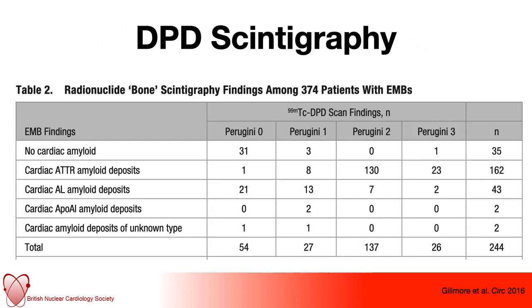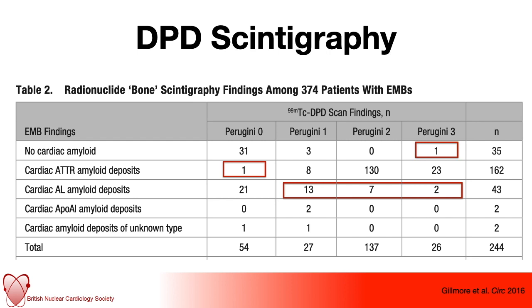So here's a breakdown of the DPD scan findings in the 374 patients who had endomyocardial biopsy confirmed cardiac amyloid. And you can see the endomyocardial biopsy findings on the left-hand side. I'd just like to highlight a couple of key points here, which is that of the 162 patients with cardiac TTR deposits on endomyocardial biopsy, only 1 had a negative DPD scan. And when they went back to look at this, they felt that the deposits were so scanty on the endomyocardial biopsy, and having looked at the corresponding echo images and everything else, that it was of doubtful clinical significance in this 1 DPD negative case.